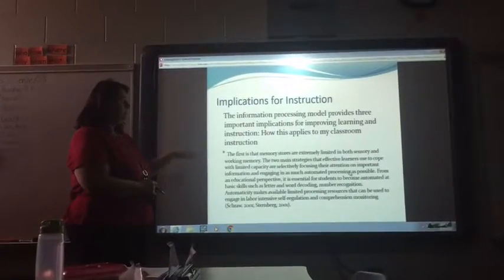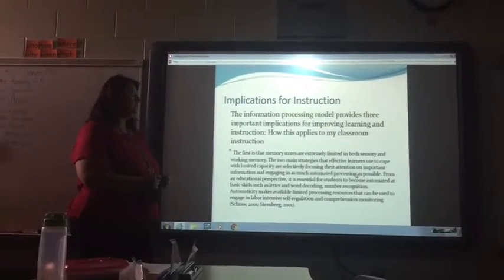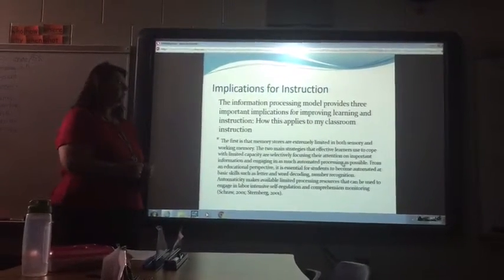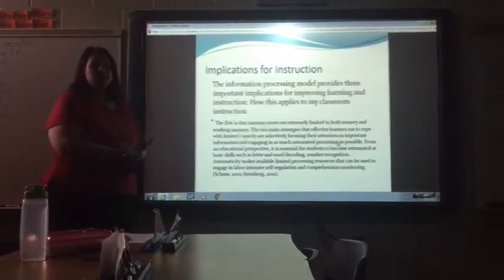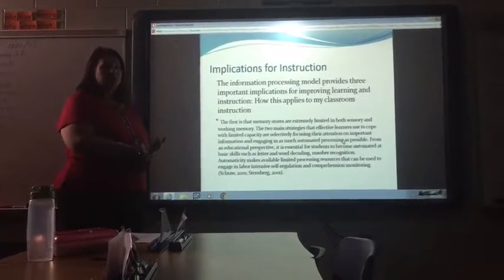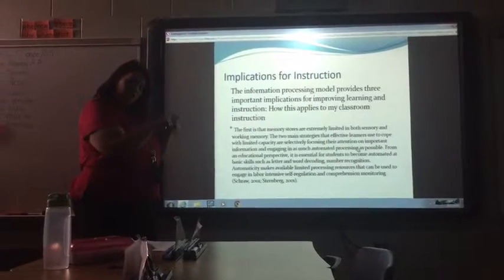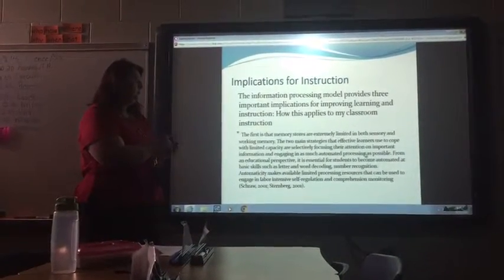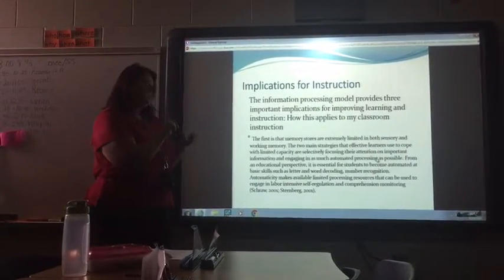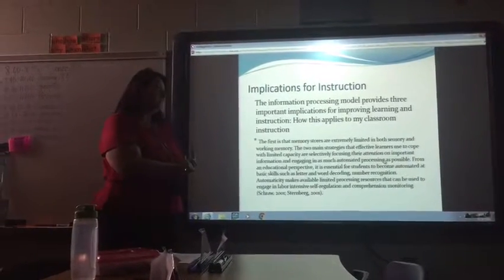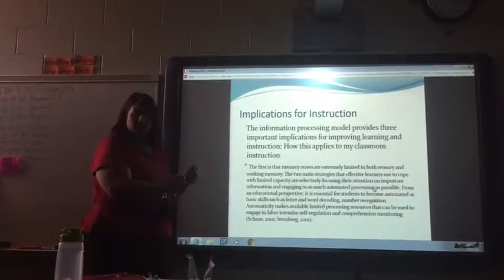Implications for instruction. The information processing model provides 3 important implications for improving learning and instruction. How will this all apply in my classroom? The first is that understanding that memory stores are extremely limited in both sensory and working memory, those first 2 parts of the theory model. The 2 main strategies that effective learners use to cope with that limited capacity are selectively focusing their attention on what's important and engaging in as much automated processing as possible.